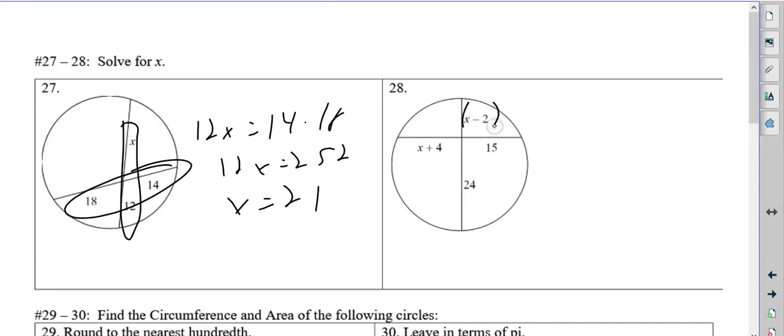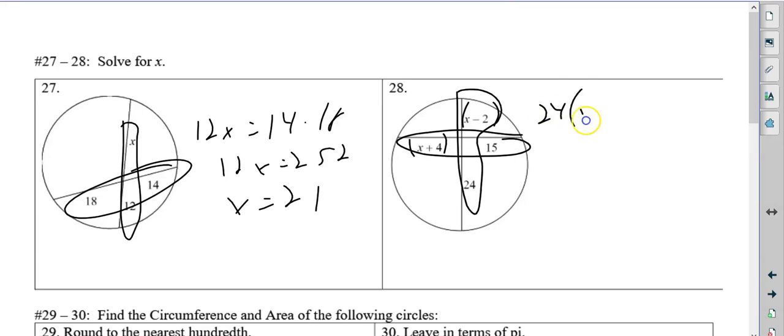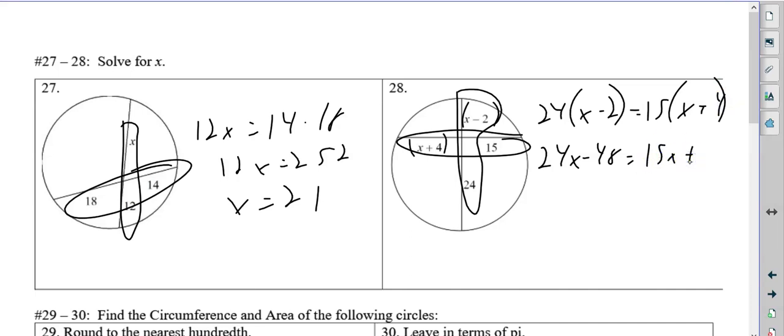Same concept here, except we have binomials. So remember, it's 24 times x minus 2 in parentheses, so we don't make the mistake of doing 24x minus 2. That's going to be 24x minus 48 equal to 15 times x plus 4, which is 15x, not plus 4, but plus 60. I'm going to subtract 15x and get 9x. I'm going to add 48 and get 108. When I divide by 9, I get 12.